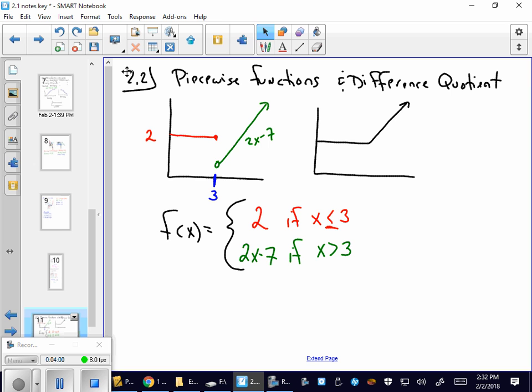There could be multiple pieces. There could be 3 pieces, 4 pieces, 7 pieces. We're only going to deal with a couple, but there could be multiple pieces. It just depends on how many pieces make up your function. So what we want to be able to do is look at a given function and evaluate it. So we'll do a couple of quick examples of that.